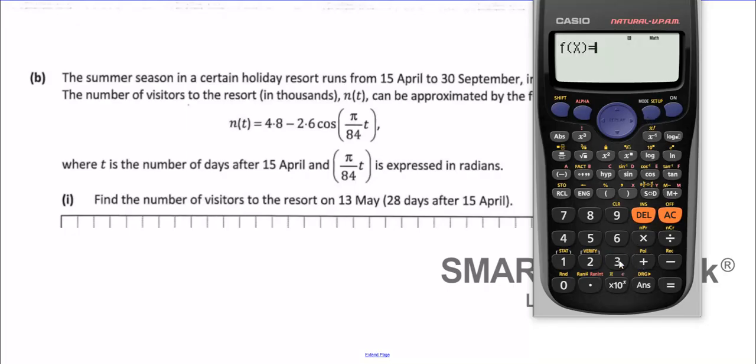Table function for me. I'll just go 4.8 minus 2.6 cos, I don't know, what's a pi? Pi. cos what pi is it? Pi divided by 84 x. I'm just going to have a quick look at what's going on here and what I'm expecting to happen. Okay, close it down. Start at 0, I don't know, go up to 25 or something like that. See what happens. Now, starts off at a height of 2.2 for me.